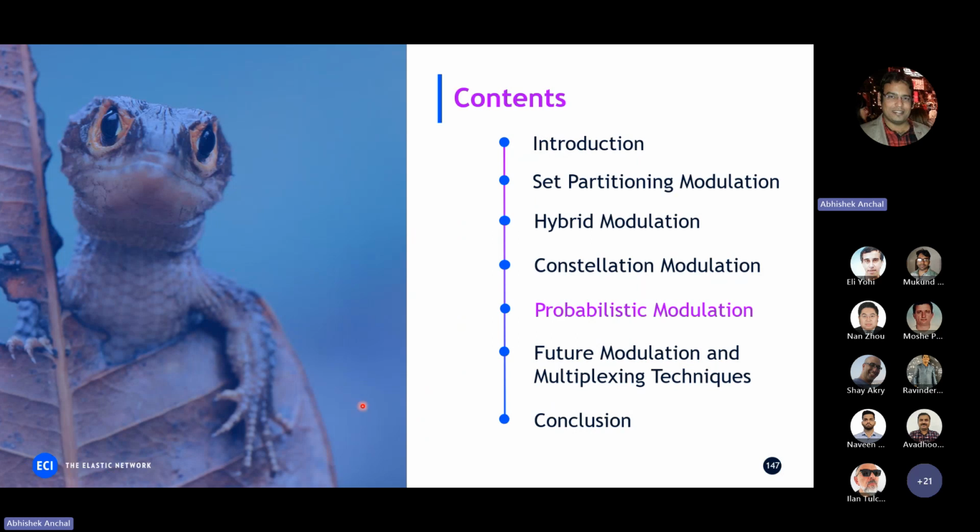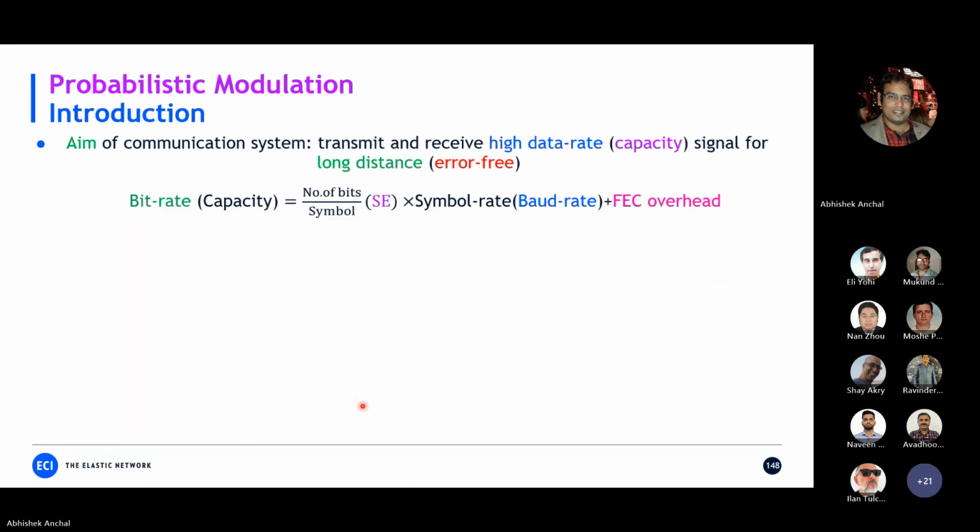Okay, next one is interesting. It's called probabilistic modulation. So far we have seen that our main aim is to transmit more and more data, transmit more and more capacity through the fiber for long distances, error-free. And how do we achieve it?